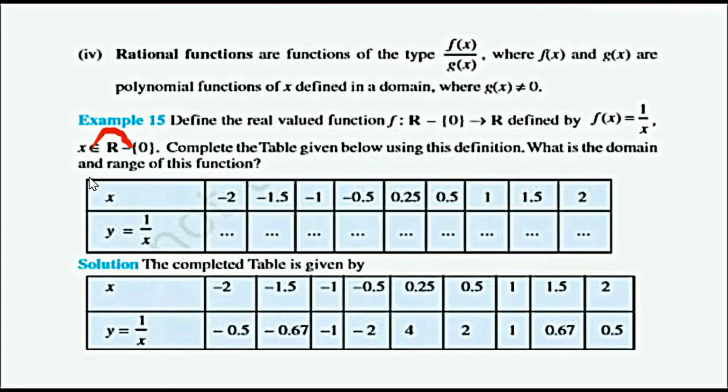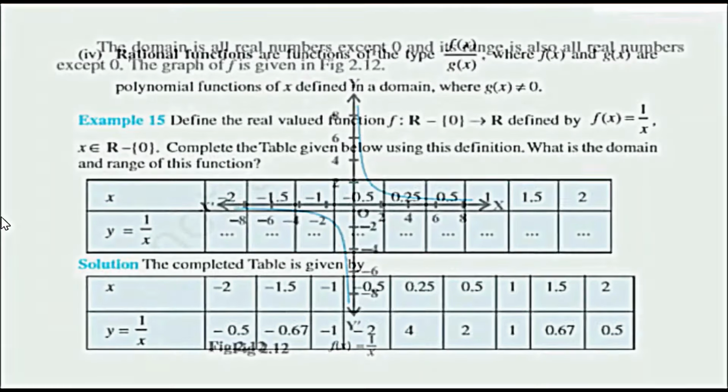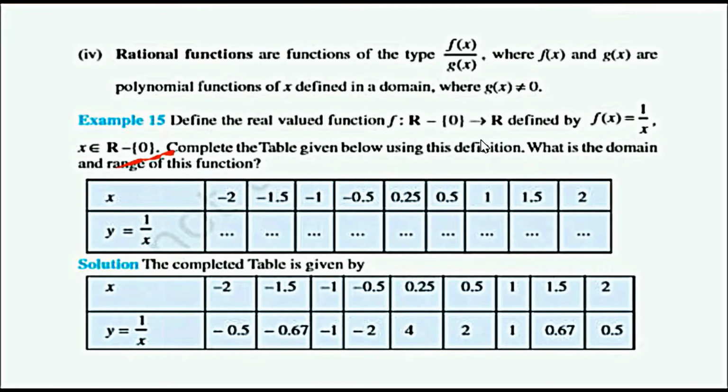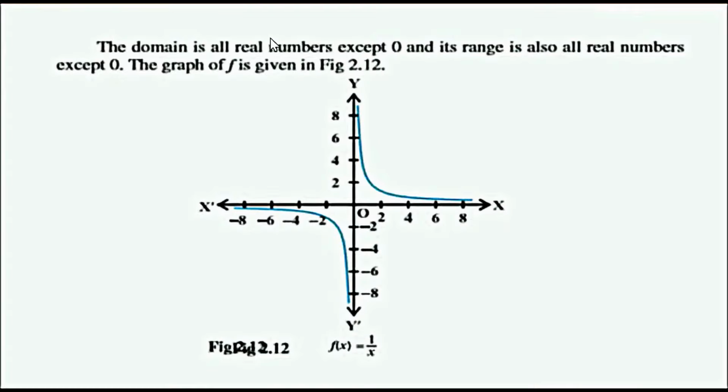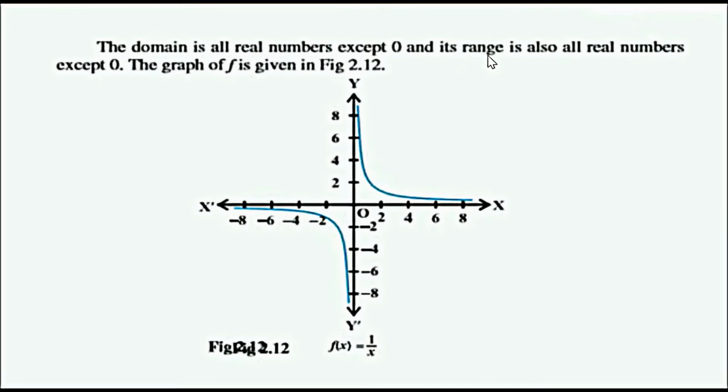And what is the domain and the range of this function? Just place all these values here, and try to find out what y will be. These are the list of y values which will come, and I hope that 1 by x you can compute. Then the domain and range has been sought. This is what is required from us. So the domain is all real numbers except 0. You cannot have 0. Why? This is 1 by x. You cannot have a 0 in the denominator. The range is also all real numbers except 0.